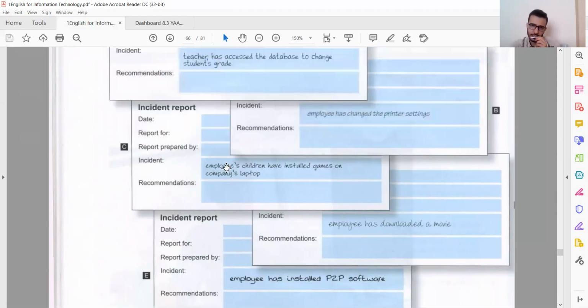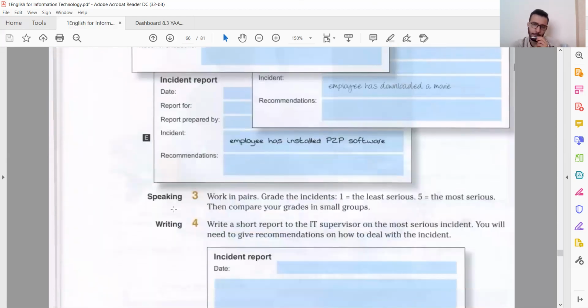Okay, these are the 5 incidents. Now, please grade these incidents from 1, the least serious, to 5, the most serious.